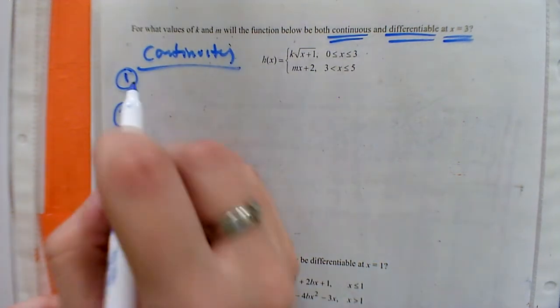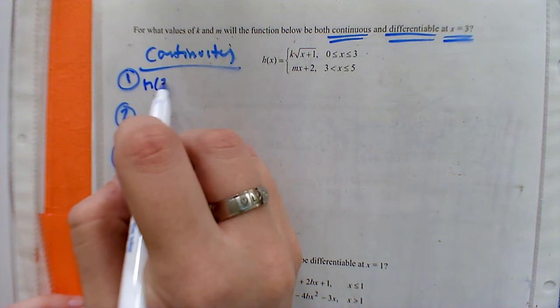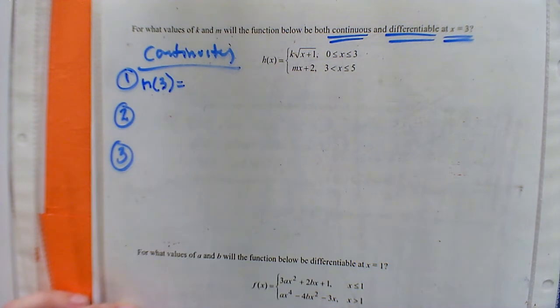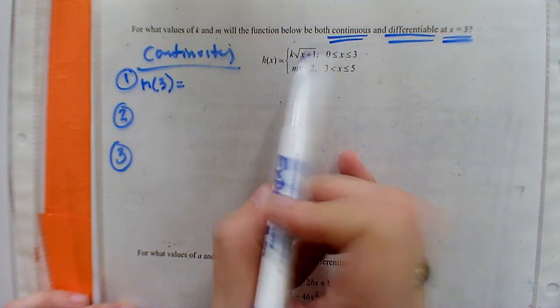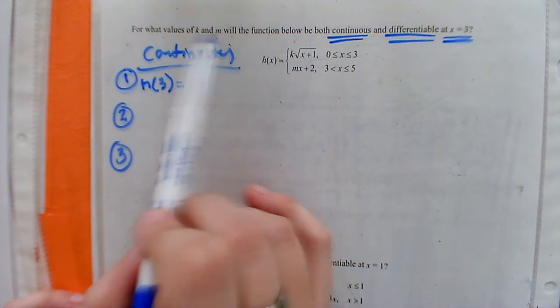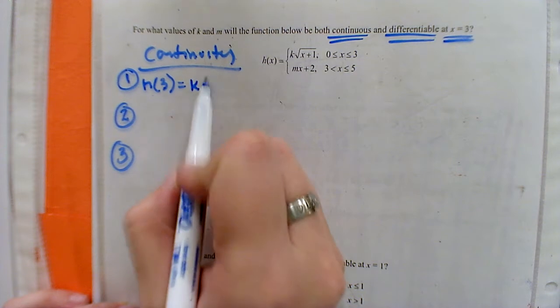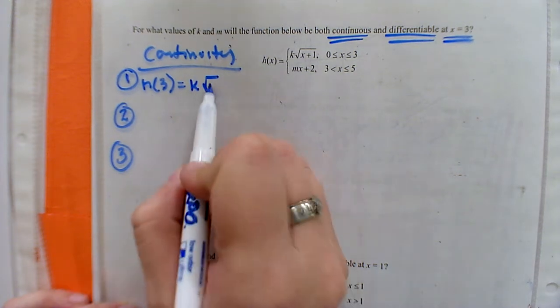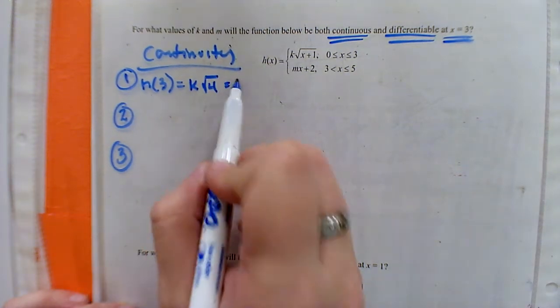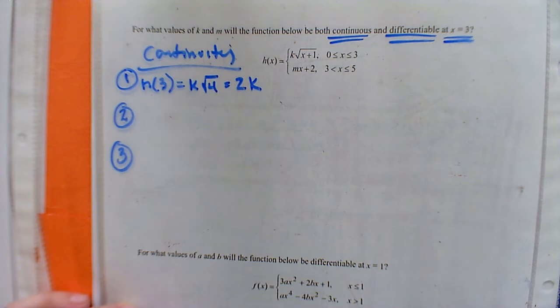So we got to first check that the point exists at 3. So if you were to plug in 3, which equation would you use? The first one? Okay, so we're only going to plug in 3 for the x value. Remember, k and m are numbers that we're eventually going to try to figure out. So if we plug in 3, looks like we'll have k square roots of 4, which is 2k.